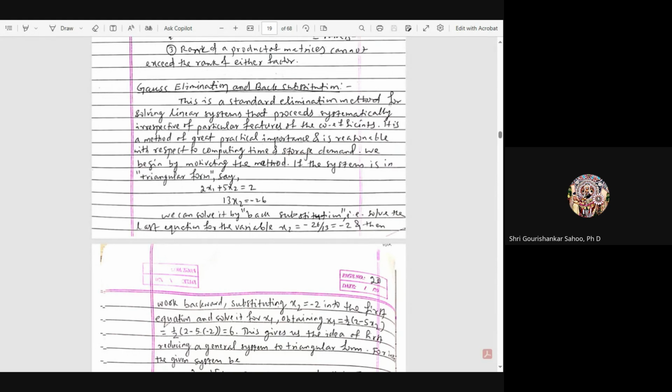And what is back substitution? Solve the last equation for the variable: x2 is equal to minus 26 by 13 is equal to minus 2, and then work backward. So in the second equation, you have 13x2 is equal to minus 26, so x2 is equal to minus 26 by 13, that is equal to minus 2. So by putting the value of x2 in the first equation, 2x1 plus 5 into minus 2 is equal to 2. So 2x1 minus 10 is equal to 2. So 2x1 is equal to minus 8 and x1 is equal to minus 4.